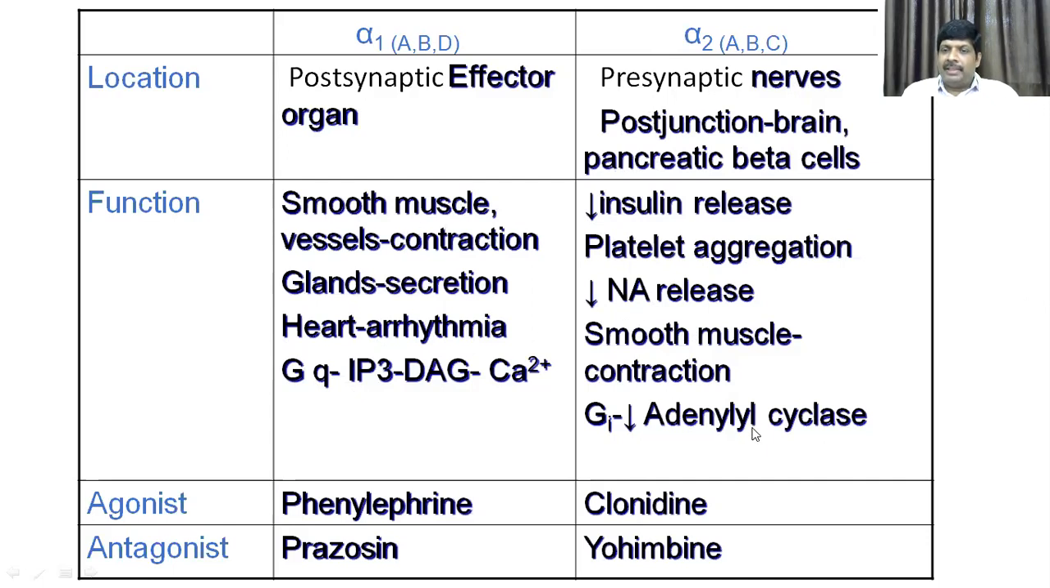And then this has inhibitory action, it will inhibit adenylyl cyclase, and the action is through the Gi-mediated pathway. Gi-mediated decrease in cyclic AMP because of inhibition of adenylyl cyclase. Agonist of alpha 1 is phenylephrine and of alpha 2 is clonidine. Antagonist of alpha 1 is prazosin and antagonist for alpha 2 is yohimbine.